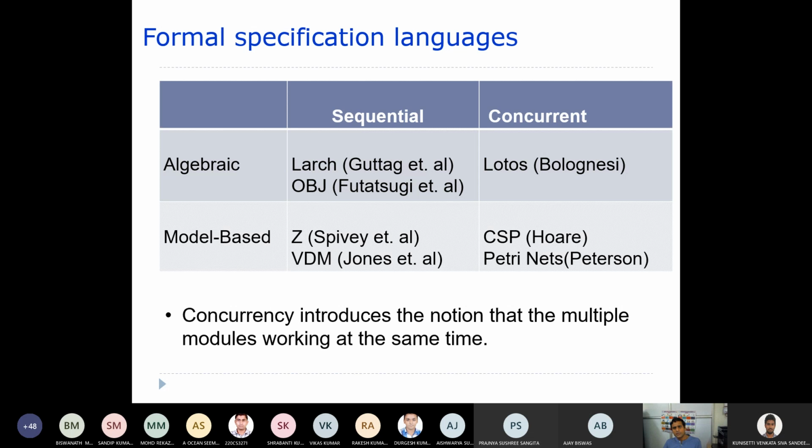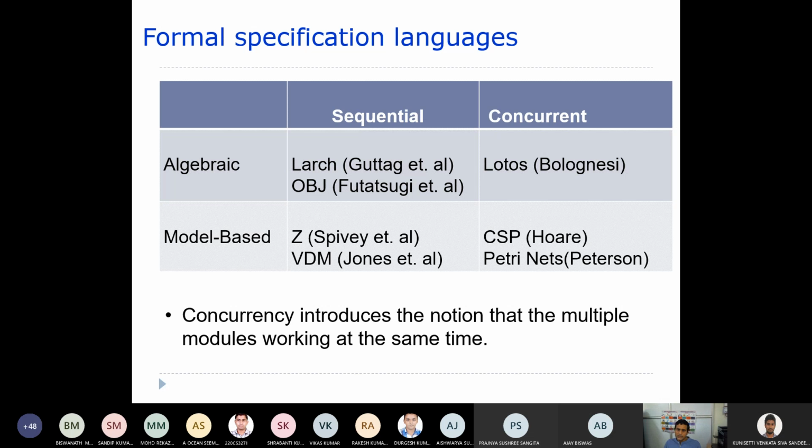Now, these formal specification languages, in the literature we have a certain number of techniques. As I said, under algebraic, there are techniques for sequential systems and for concurrent systems. You have two different types of systems: sequential systems, where processes are executed one after the other, whereas in concurrent systems, multiple processes get executed concurrently, and they do communicate with each other.